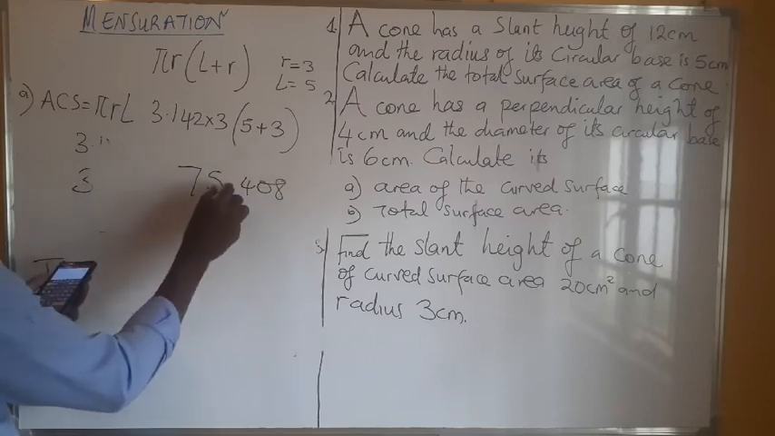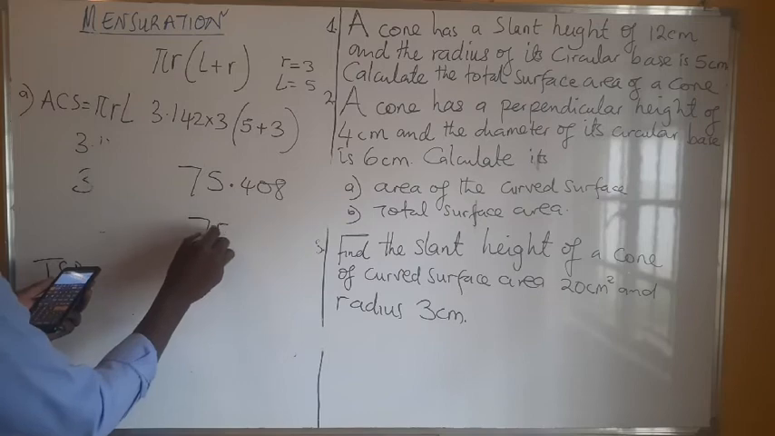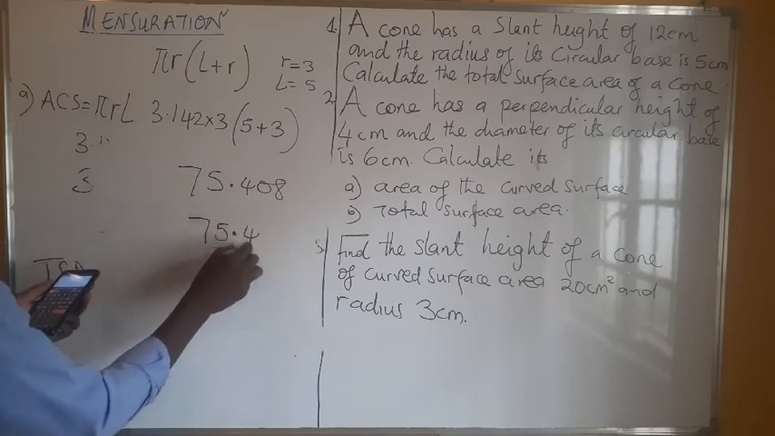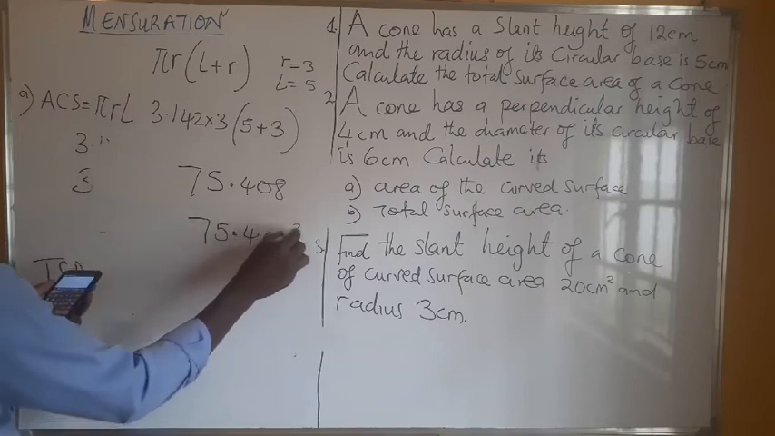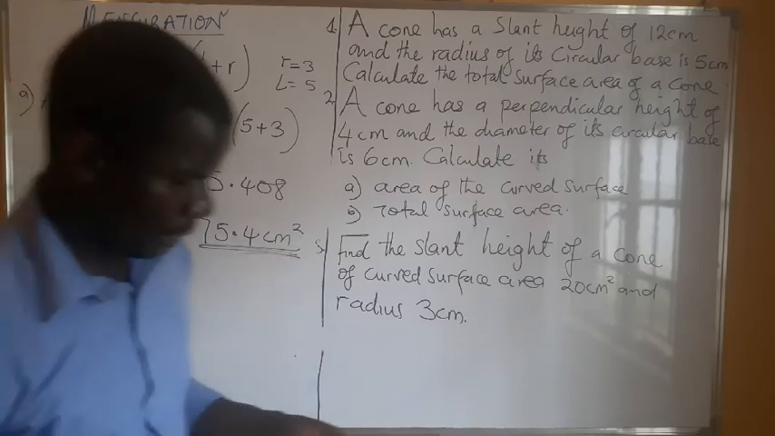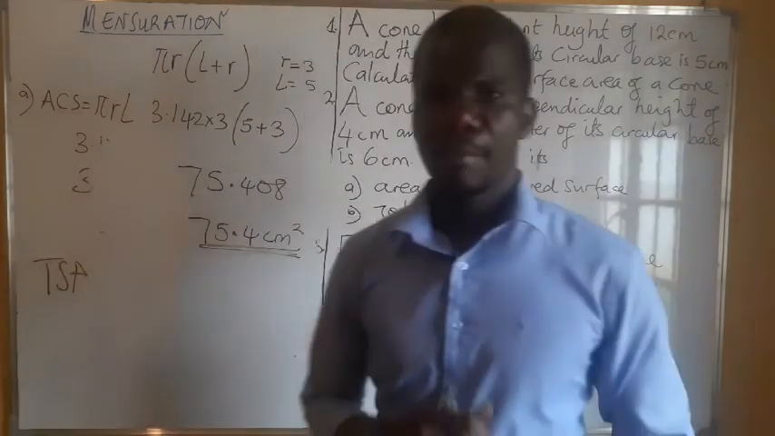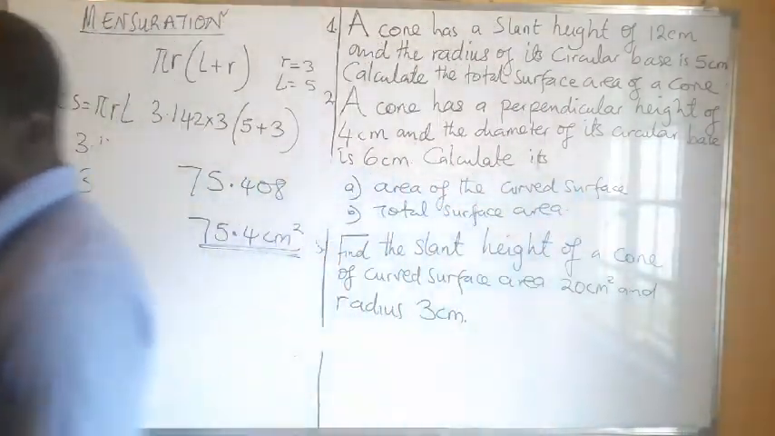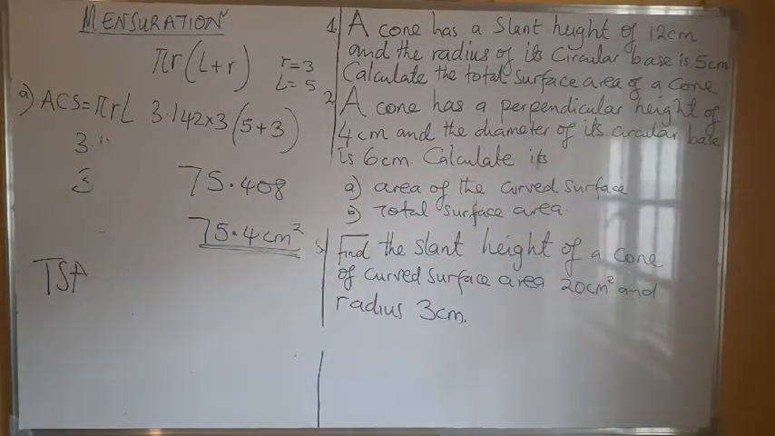You're going to get the same thing, which is 754.08, which reduces to 754 point something. If you are looking at 3 significant figures, this is what we are going to get. I hope it's clear. I hope you are able to see. Okay.